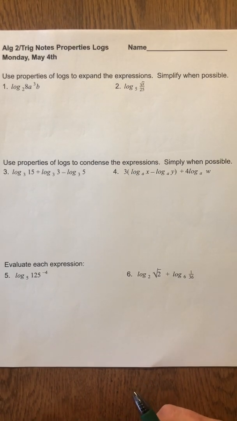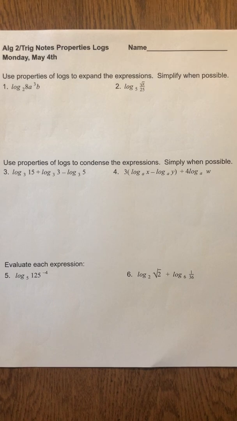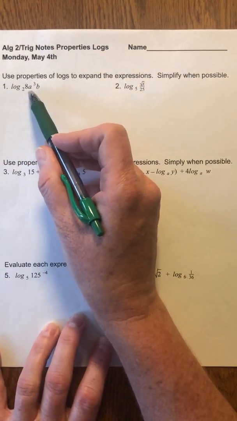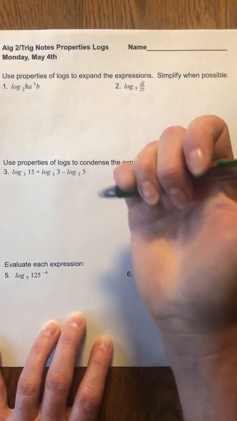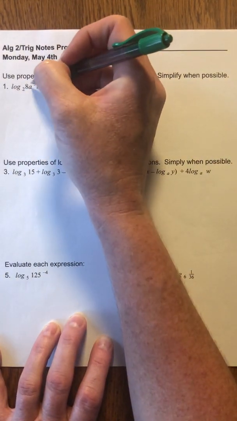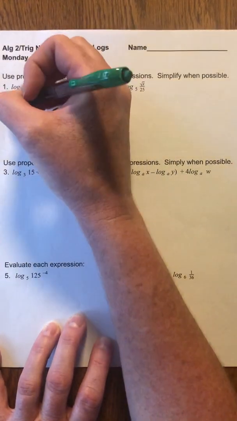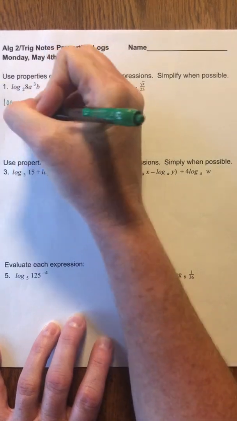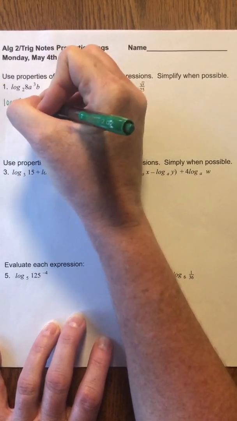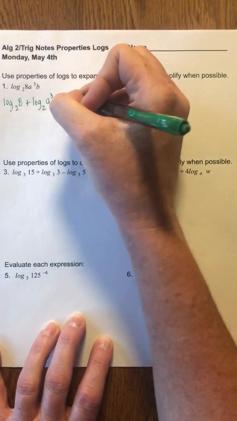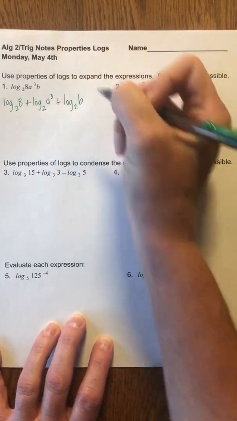Number 1, use the properties of logs to expand the expressions. Simplify when possible. All right, when we say expand, we're going to write this as more than one log. So right now, number 1 says log base 2 of the product 8, a to the third b. Using my properties, when I have a product here on the value, I can write several logs using addition. So number 1, I'm going to write log base 2 of 8 plus log base 2 of a to the third plus log base 2 of b.